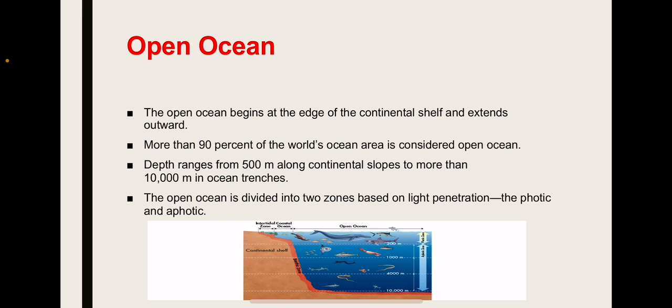communities. Open ocean. The open ocean begins at the edge of the continental shelf and extends outward. More than 90% of the world ocean's area is considered open ocean. Depth ranges from 500 meters along the continental slopes to more than 1,000 meters in ocean trenches. The open ocean is divided into two zones based on light penetration, the photic and the aphotic zone.